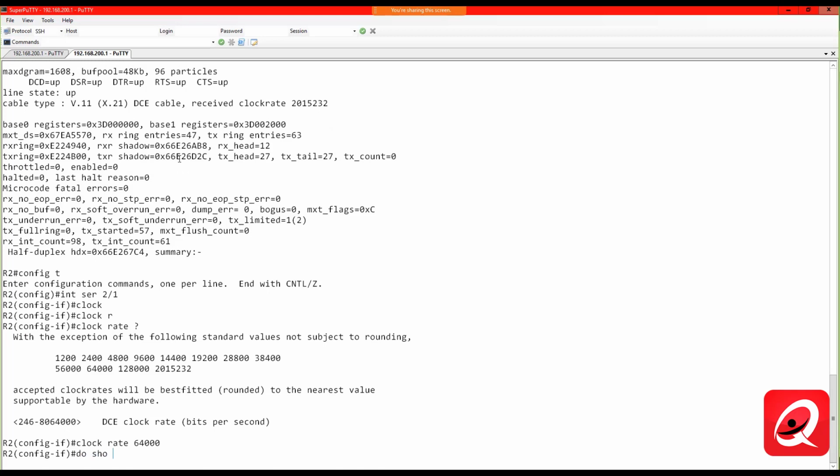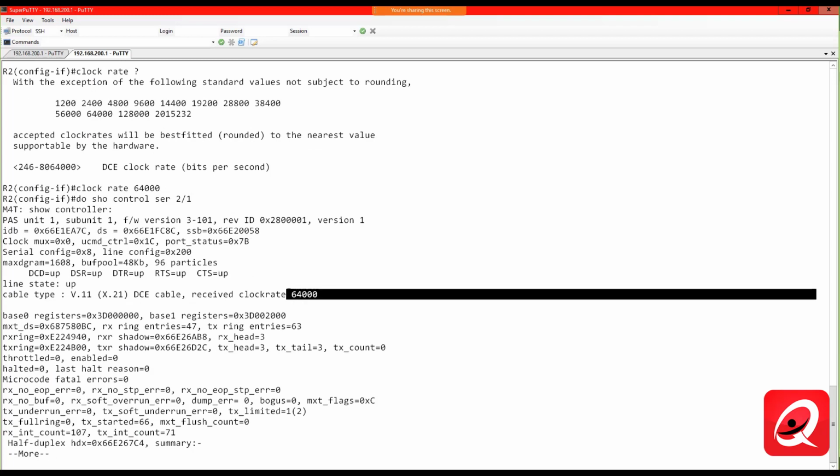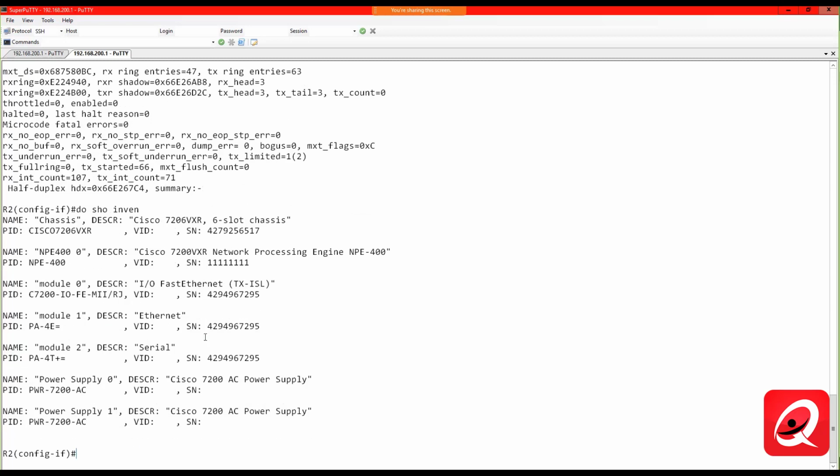All right, if I go onto this one, if I do a show controller serial 2.1, you can see the clock rate has been specified here. I don't think this works in GNS3, but let me try it: show inventory. It did work.